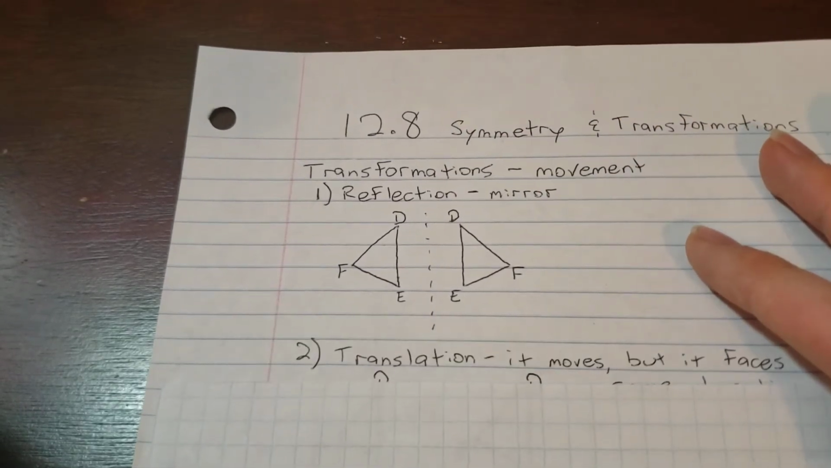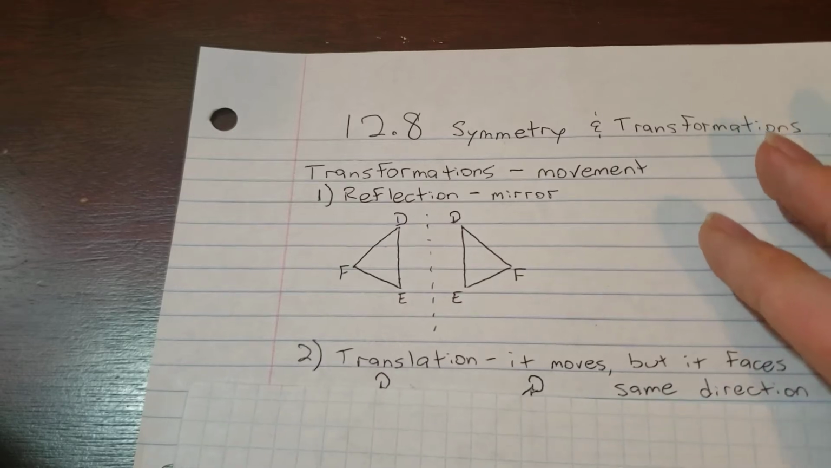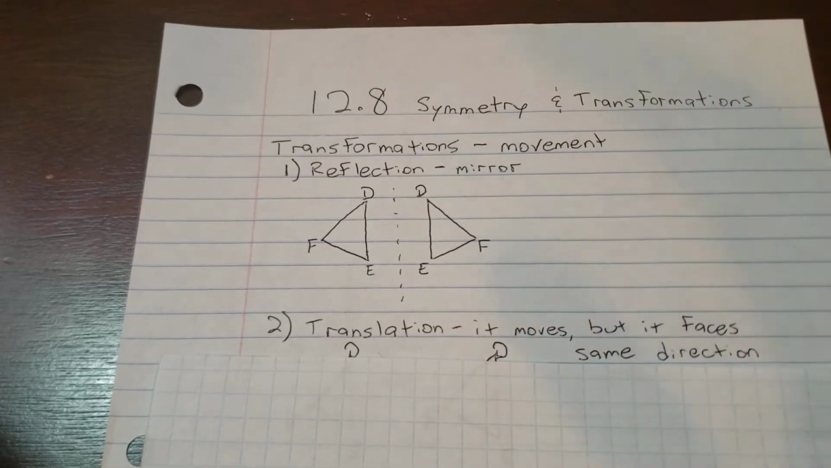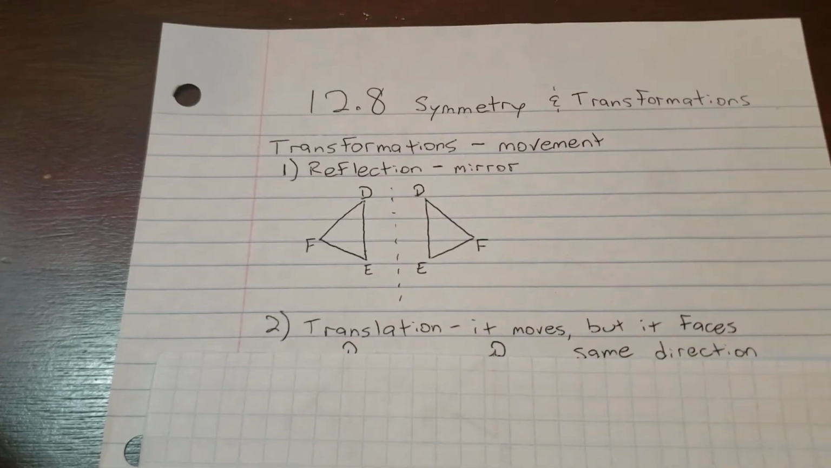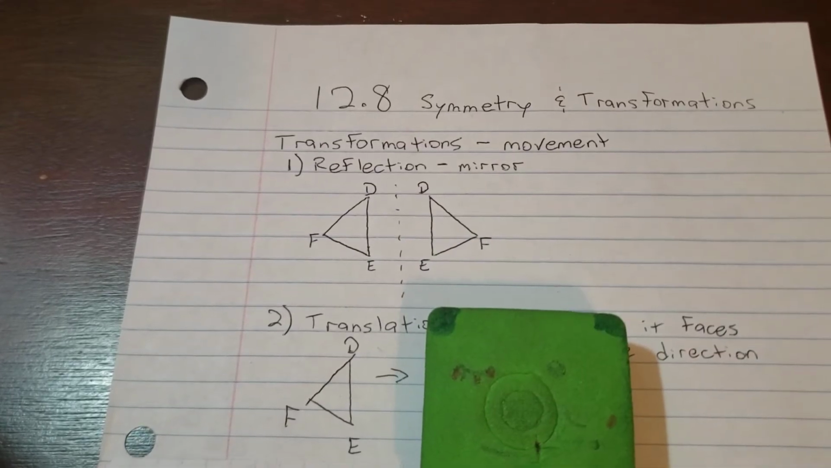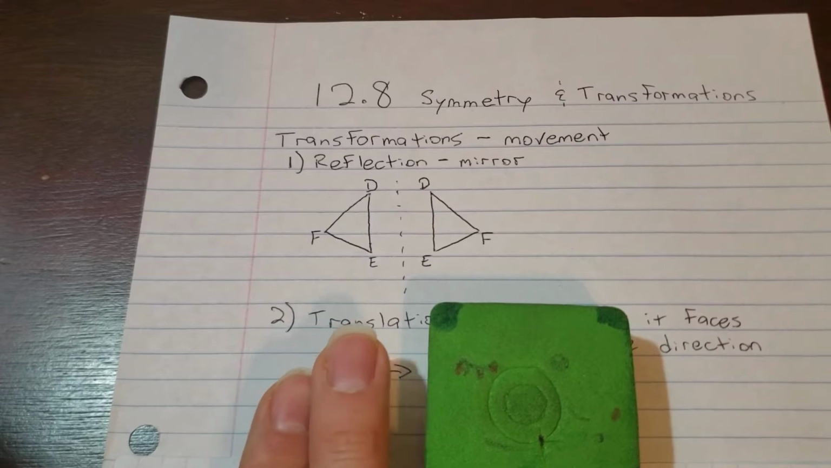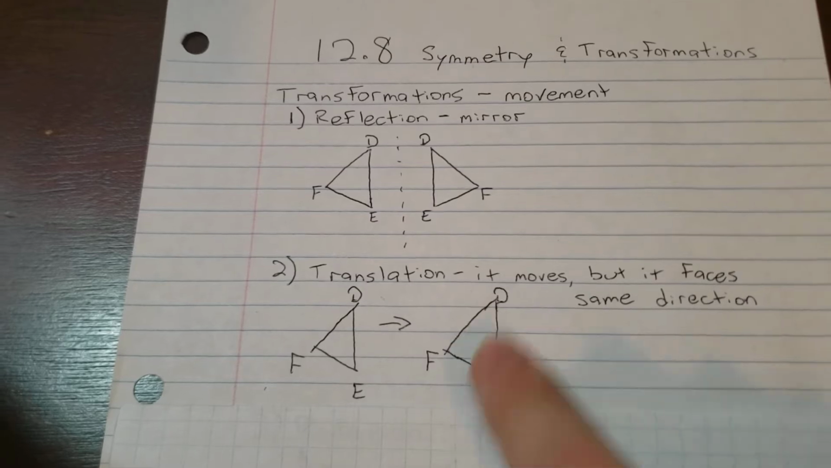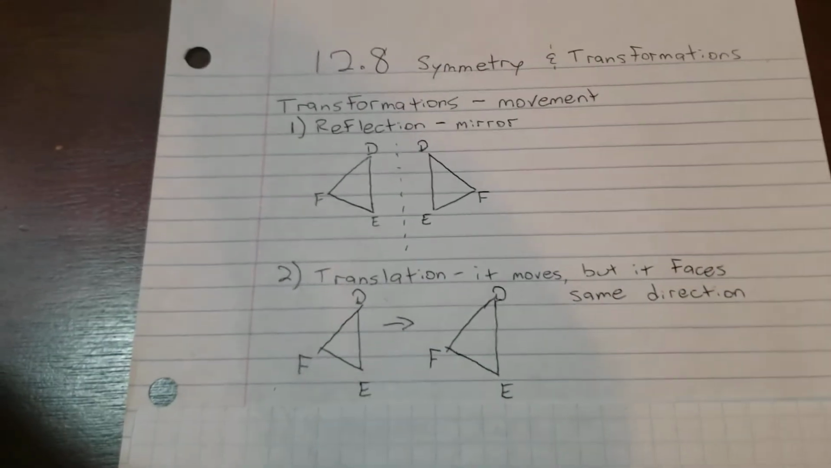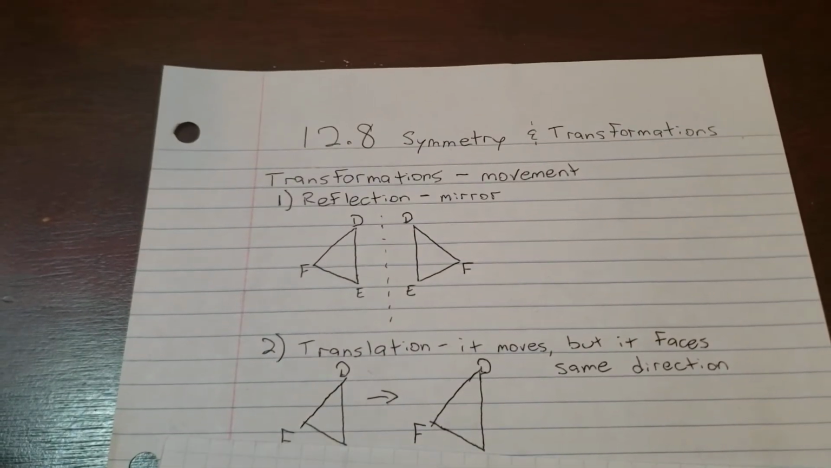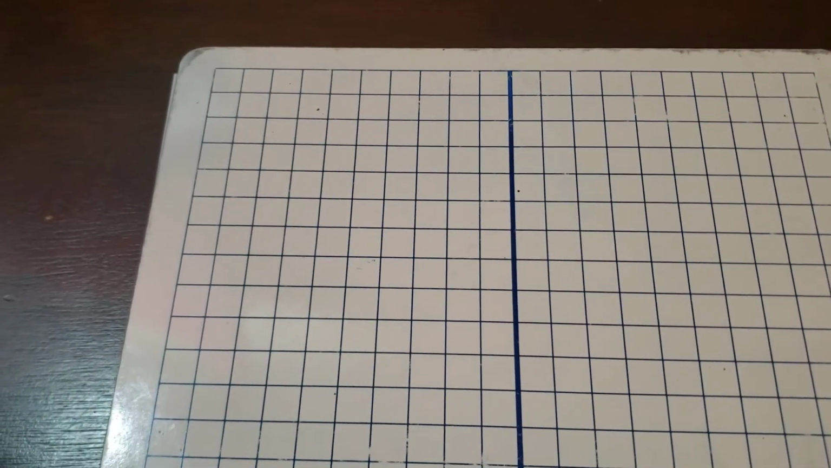The second one is a translation. A translation is when it moves, but it faces the same direction. So it's the same shape, it just moves. So, for example, again, I have triangle DEF, and it's translating over here. So same shape, same order, same direction, etc. It's just moving. You'll see translations a lot on a coordinate plane.